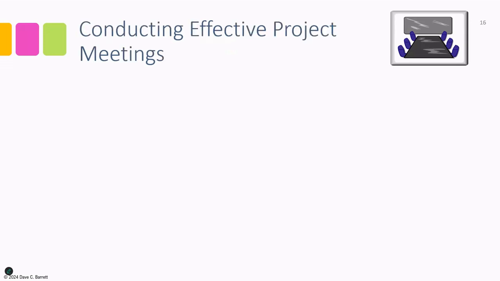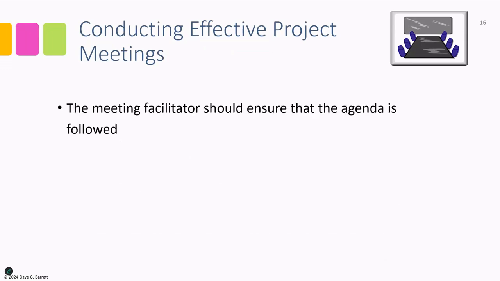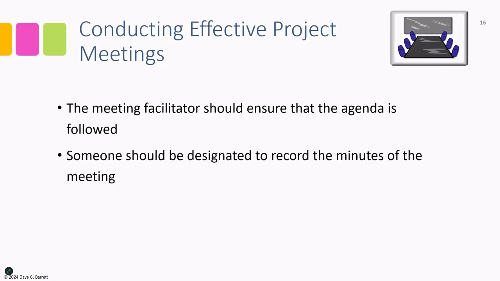Now, once the agenda is sent out and the meeting arrives, we need to conduct effective project meetings. The meeting facilitator should ensure that the agenda is followed. So we created an agenda, so we now need to follow it. Someone in the meeting should be designated to record the minutes of the meeting, and it shouldn't be the facilitator. That's too big of a job to both facilitate and record the minutes of the meeting.